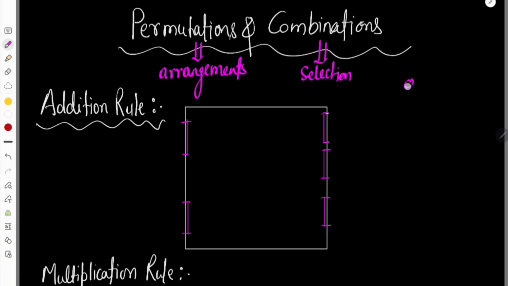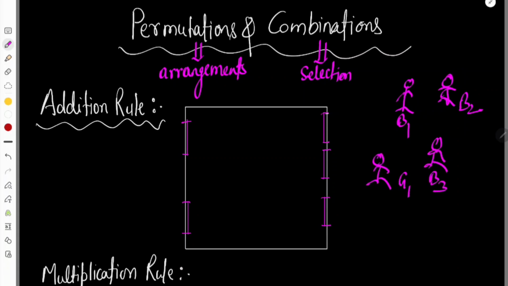Like if I say here is boy 1, boy 2, and boy 3, and here one girl, girl 1. These many students I'm having. Now, what I need to do is arrange them in a queue. I want to make a line, and in that line I want to arrange these students.